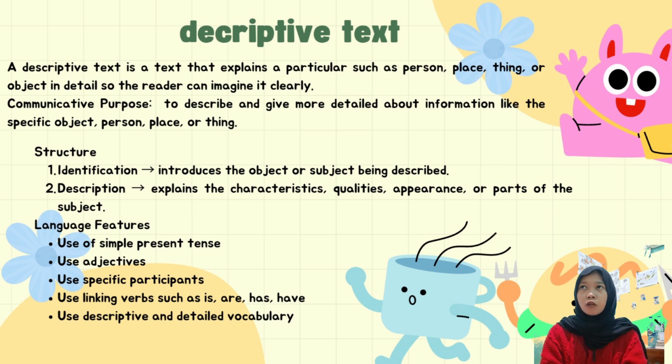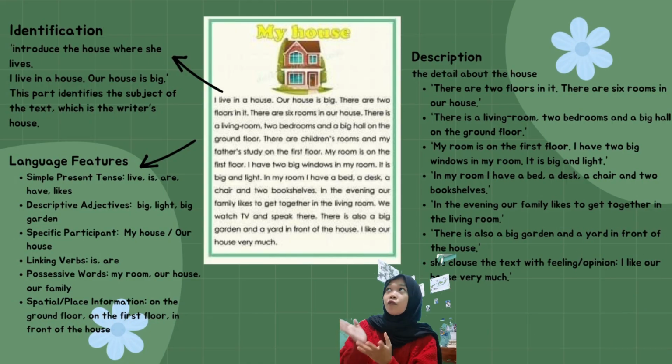Okay, now we move to the analysis. Here we have an example about my house. The title is My House. So the first structure is identification. This part introduces the house where she lives, in the first sentence of the first paragraph. The sentences are: I live in a house, our house is big. This part identifies the subject of the text, which is the writer's house.